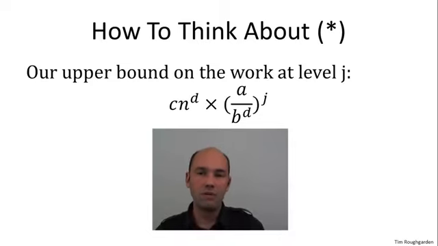So recall from the previous video that the way we bounded the work done by the algorithm is we zoomed in on a particular level j of the recursion tree. We did a computation, which was the number of subproblems at that level, a to the j, times the work done per subproblem, that was the constant c, times quantity n over b to the j raised to the d, and that gave us this expression, c n to the d times the ratio of a over b to the d raised to the j at a given level j. The expression star that we concluded the previous video with was just the sum of these expressions over all of the logarithmic number of levels j.